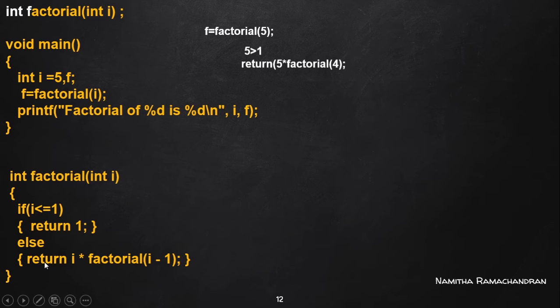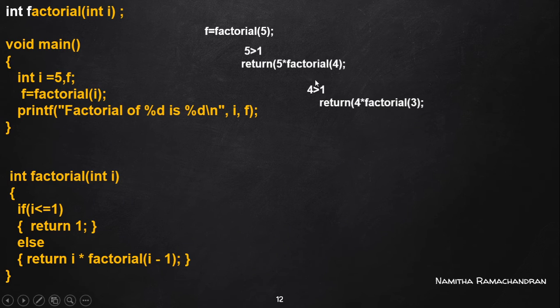So what do we want to perform now? Here we want to execute this statement, return 5 into factorial of I minus 1, which means 5 minus 1, that is 4. Here again we have one more function call, that is factorial of 4. While calling this, what will happen? We need to transfer control to the starting of this function body with the new value 4 for this I.